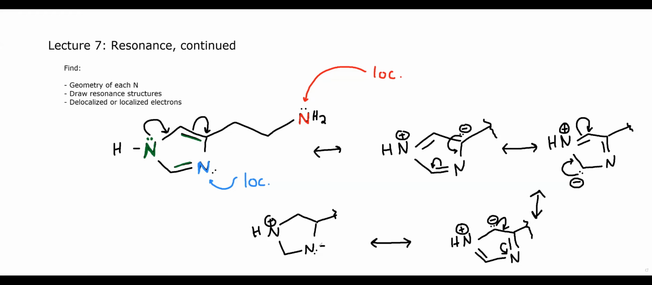Negative charge on this nitrogen, 2 lone pairs, double bond here, right? And finally, to get back to our initial structure, we can do that. Okay, so we can move those negative charges, those double bonds, all the way around that ring system.